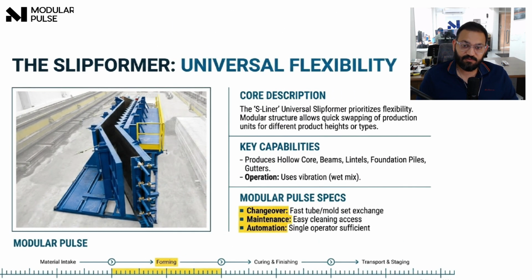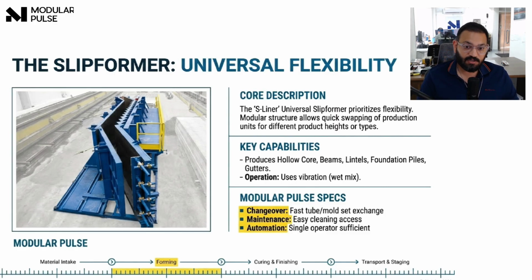Now let's look at the slip former, which solves a different problem. Where extruders are great for standard products, factories often need flexibility. Different heights, different profiles, different product types. That's where slip formers come in.